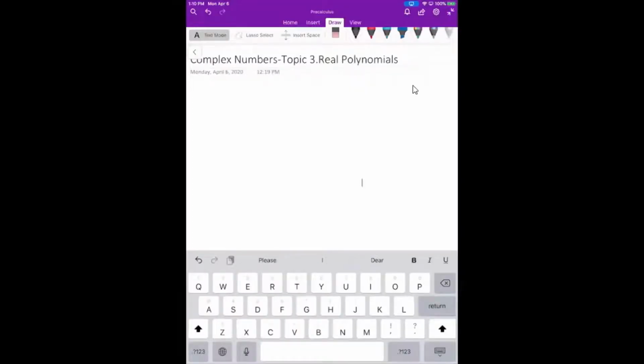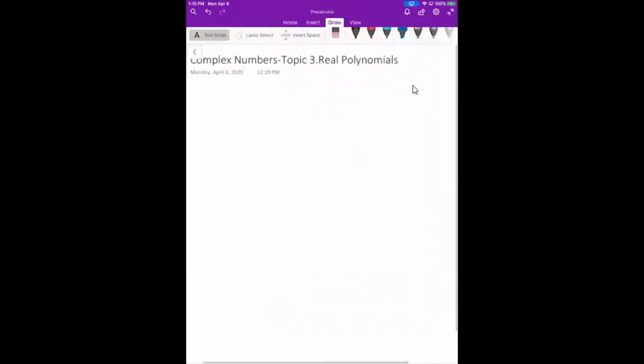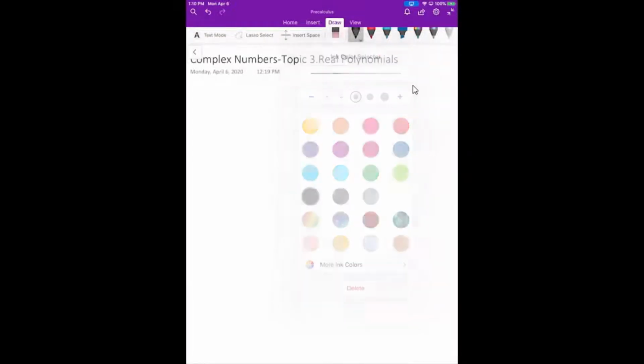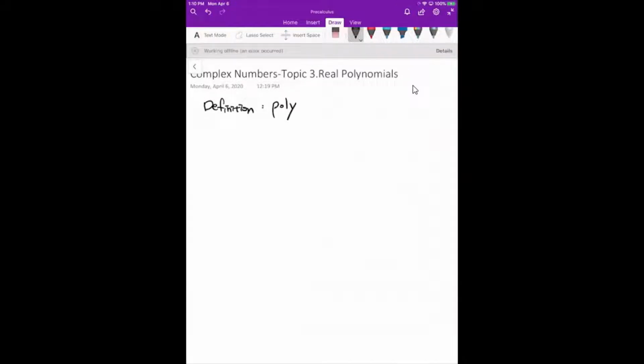So polynomials. Let's define polynomials first. Poly, you might have heard poly a lot. Polygamy, or you might have heard poly in chemicals as well, right? So poly means many. Nomials basically means terms.